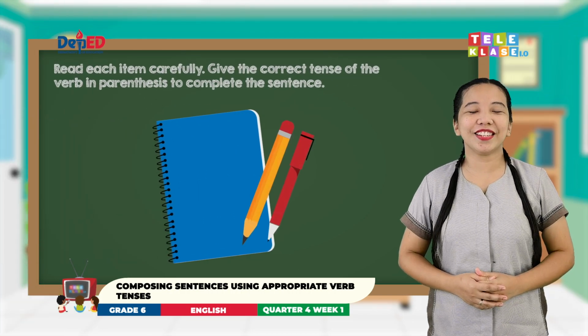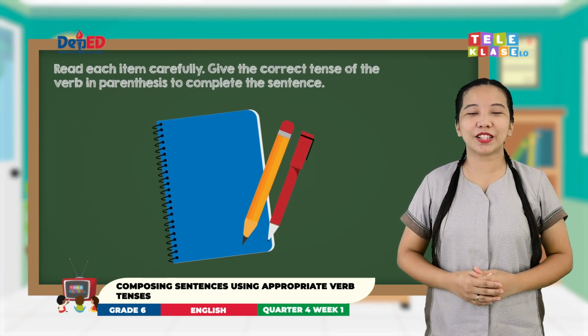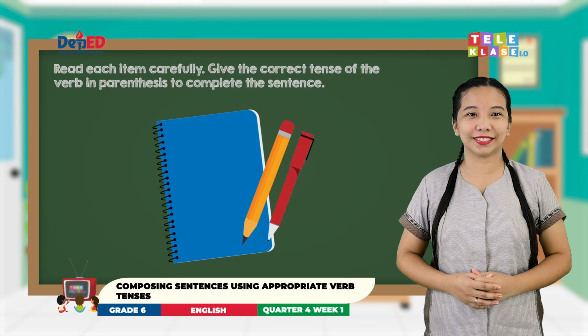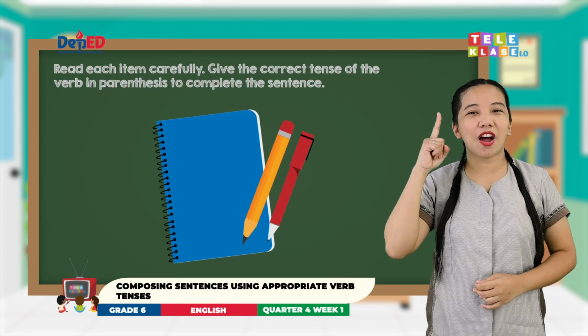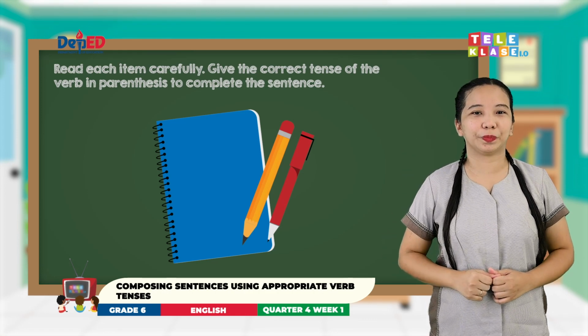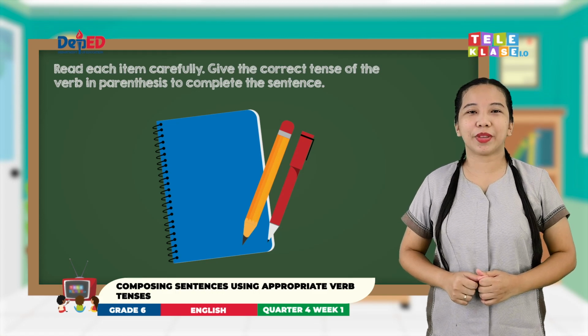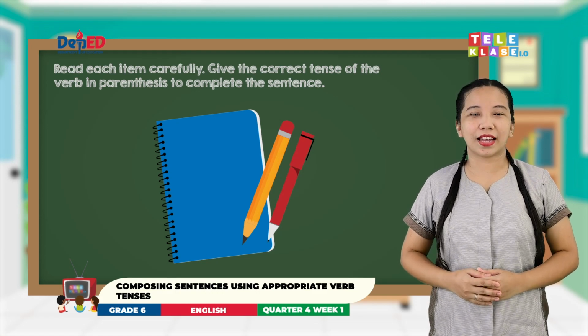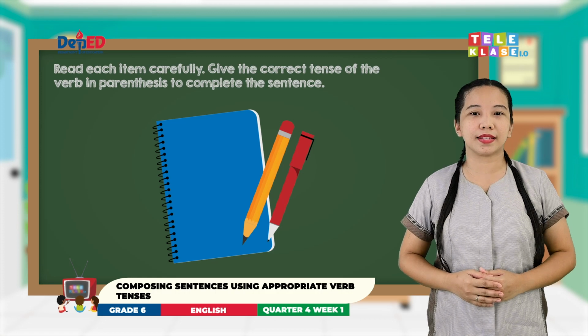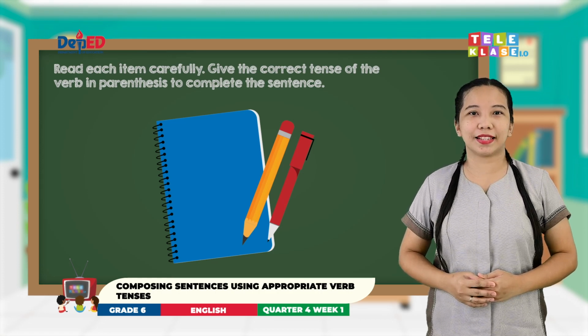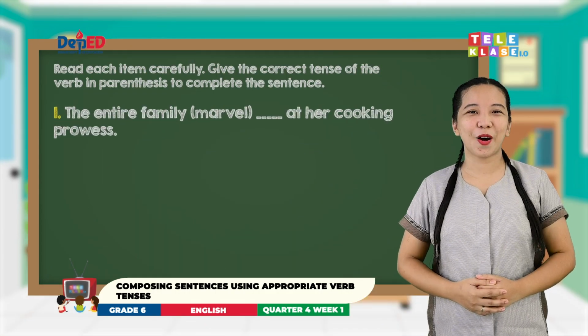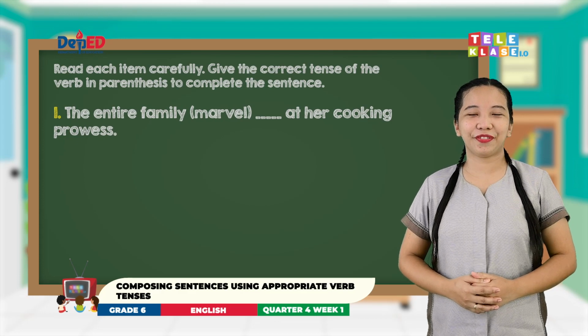Were you able to understand the way each tense of the verb is formed and used? Let's test your understanding of the lesson. Read each item carefully. Give the correct tense of the verb in parentheses to complete the sentence. Number 1. The entire family blank at her cooking prowess.